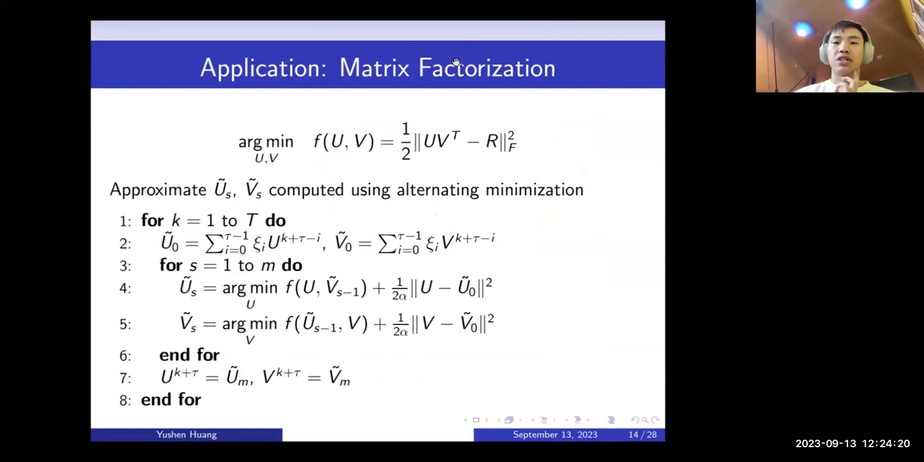The other application is matrix factorization, which is finding the minimum of this function where U and V are two matrices. This problem is actually a very ill-conditioned non-convex problem. A good approach is alternating descent: you initialize with two values U and V, first fix V at this initial value, and then find the minimum over U, which is basically a least squares problem. After you get the update of U, you fix U and then find the minimum with respect to V. Usually this provides very good results.